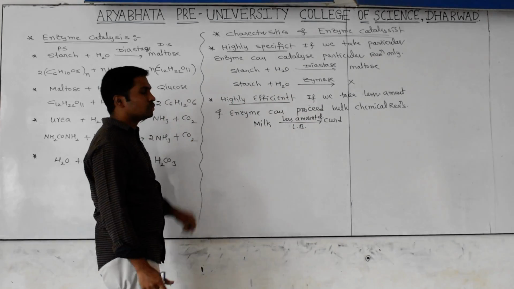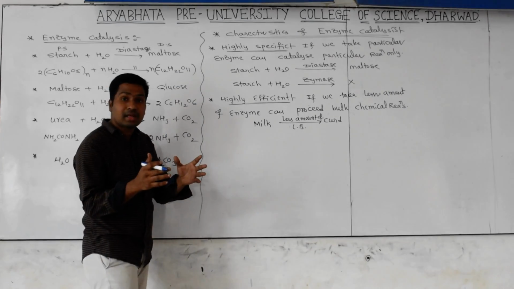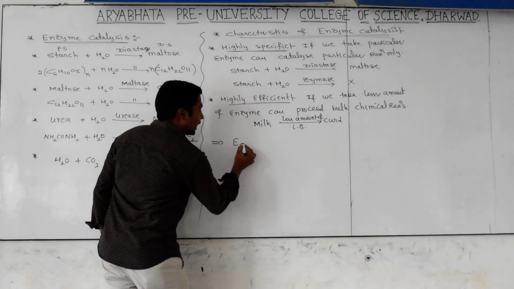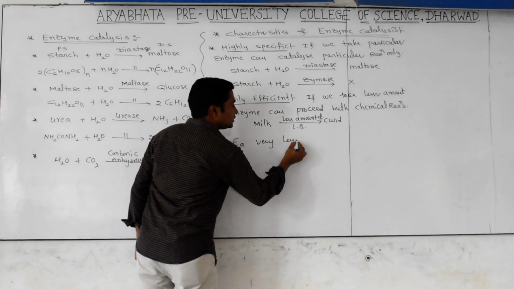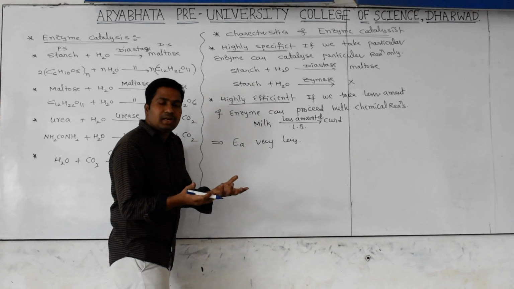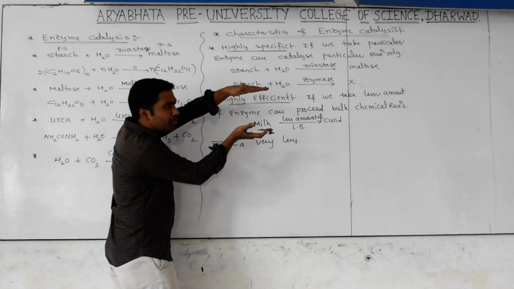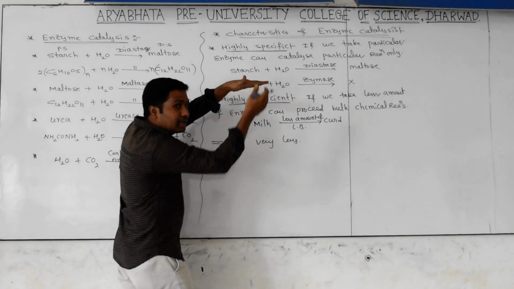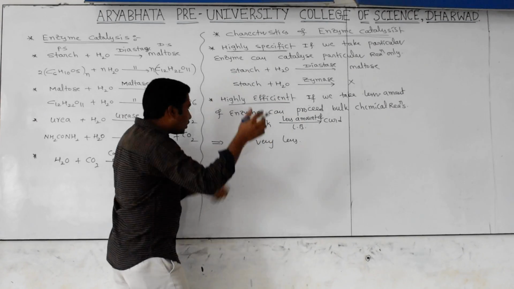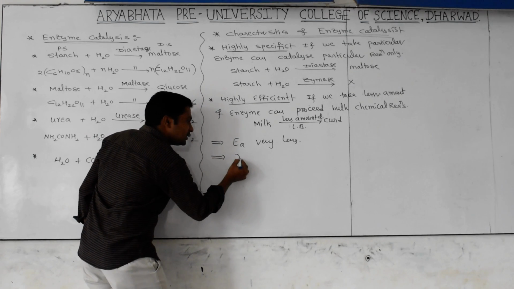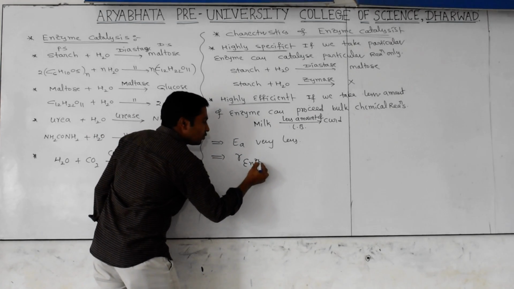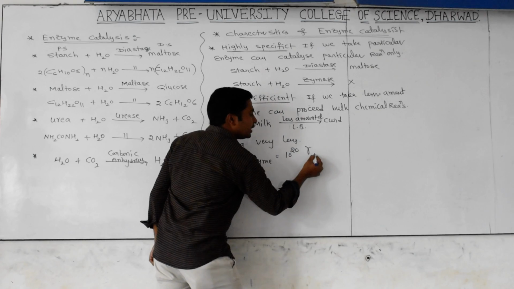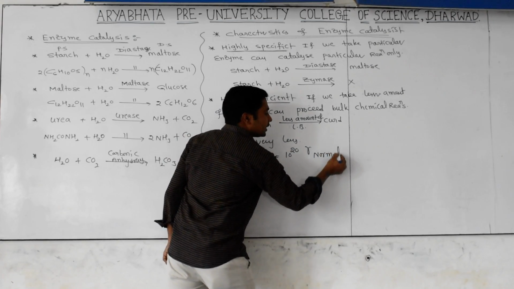You are asked this one or two times in a board examination: why is enzyme catalysis highly efficient? In case of enzyme catalysis, what is happening? Activation energy will be very less. If activation energy is very less, the gap between reactants and the higher energy state will be less. Then the reactant is easily converted into products. Automatically we can tell that if activation energy is less, the rate of reaction in presence of enzymes is almost 10 to the power of 20 times the rate of reaction without enzyme catalyst.